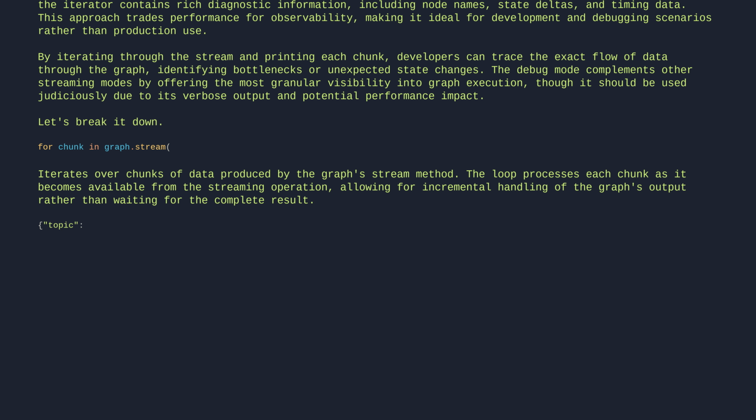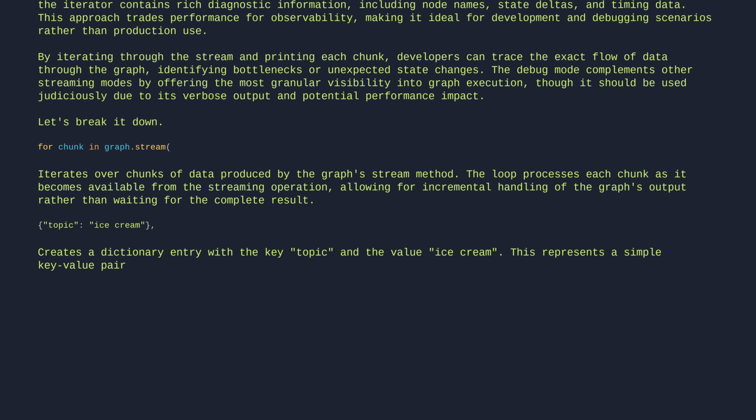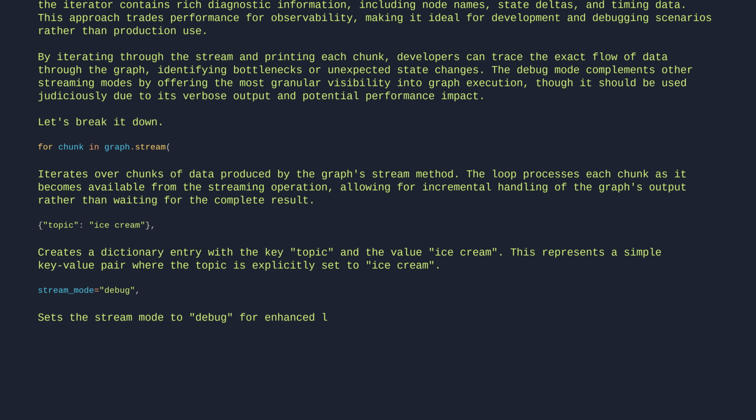Topic, ice cream: creates a dictionary entry with the key topic and the value ice cream. This represents a simple key-value pair where the topic is explicitly set to ice cream. Stream mode equals debug: sets the stream mode to debug for enhanced logging and diagnostic output during execution.